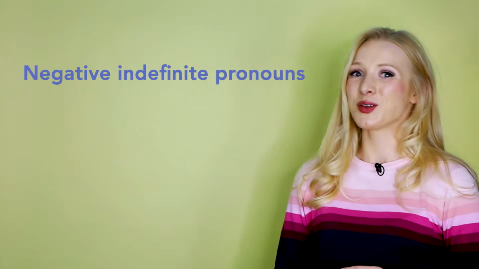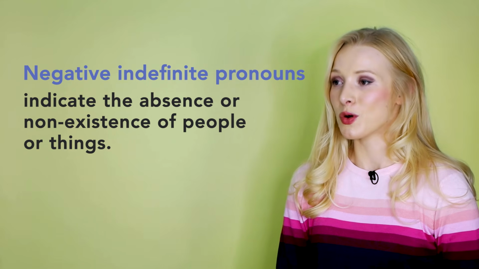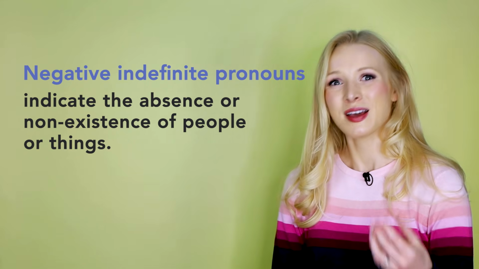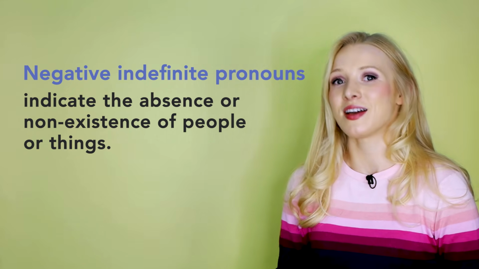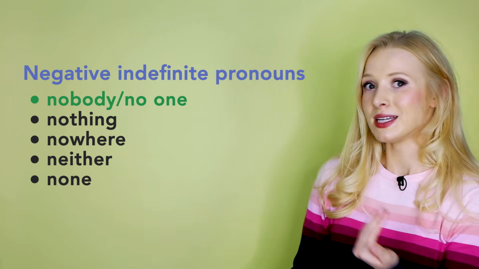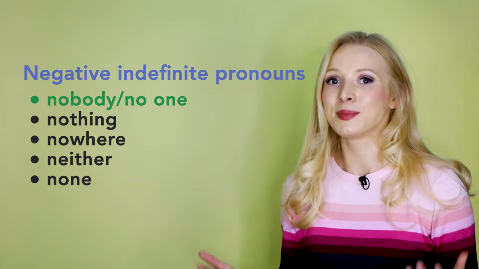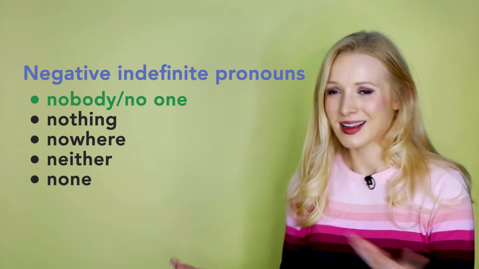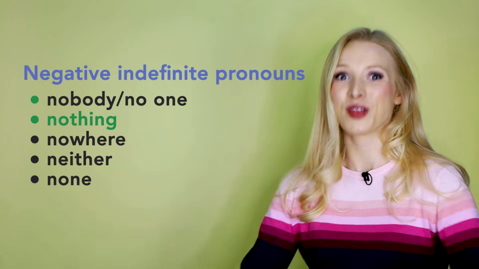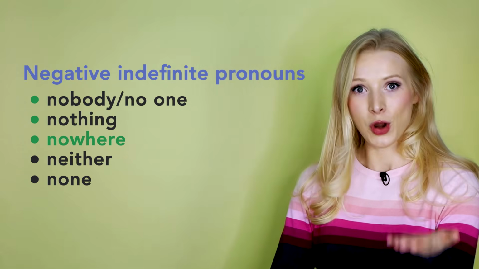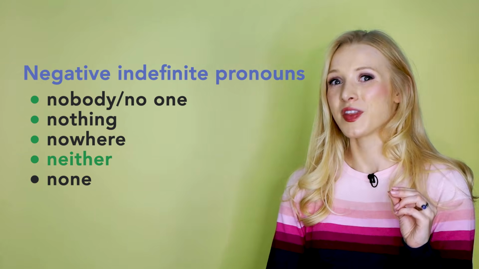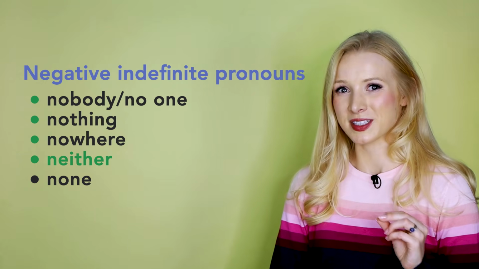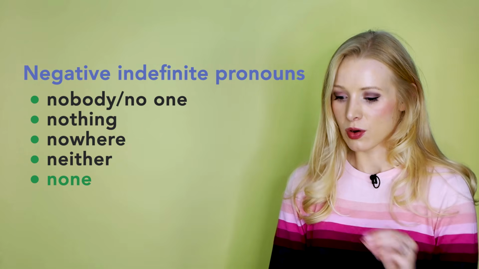Negative indefinite pronouns, on the other hand, indicate the absence or non-existence of people or things. Some examples of negative indefinite pronouns include nobody or no one, indicating the absence of any person. Nothing, the absence of all things. Nowhere, no place. Neither, the absence of two options or choices, and none, no options or choices exist. Practicing using these indefinite pronouns will help to avoid unintended double negatives.